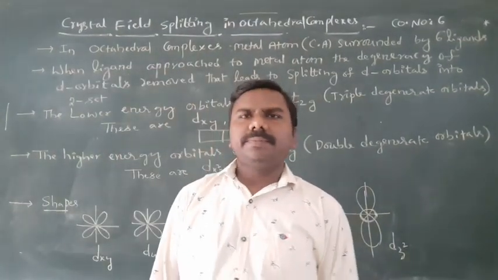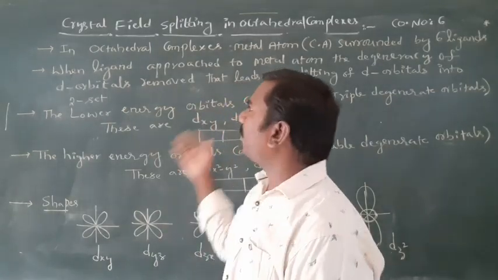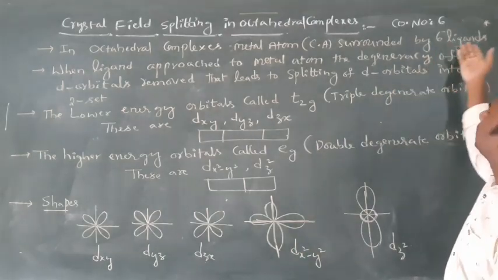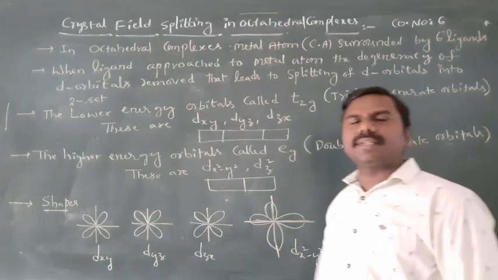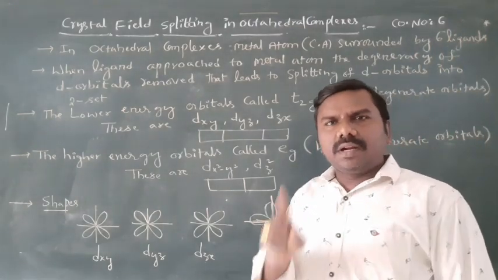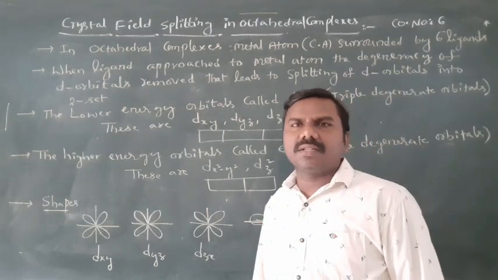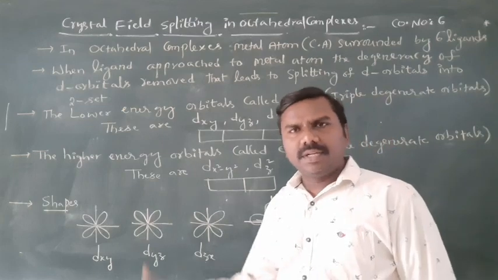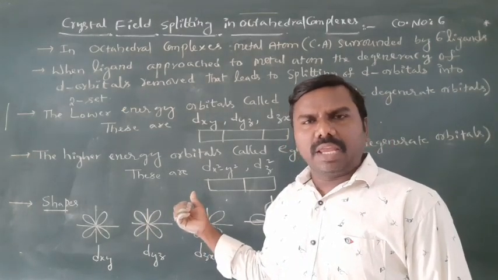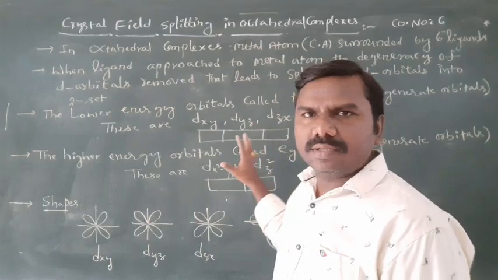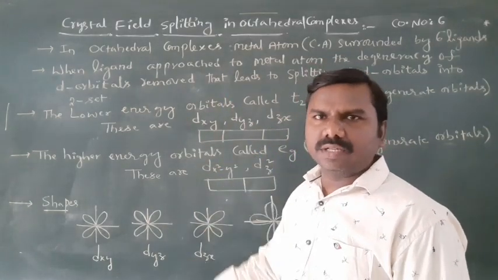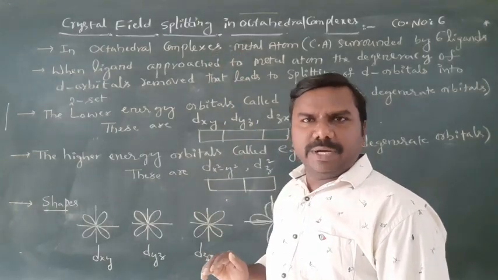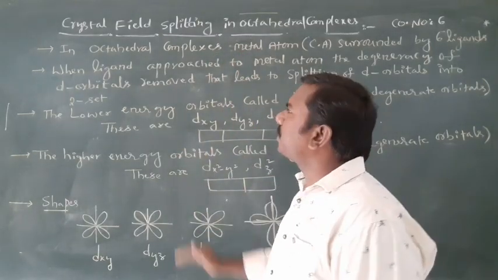Okay students, few more points. In octahedral complexes, the metal atom is surrounded by totally how many? 6 ligands. If they ask this question, explain the crystal field splitting in octahedral complex, the diagram must be drawn. I cannot keep the diagram as it is because I need to write more points. That's why I rest. So now, after the diagram, explained already, how to write the points.